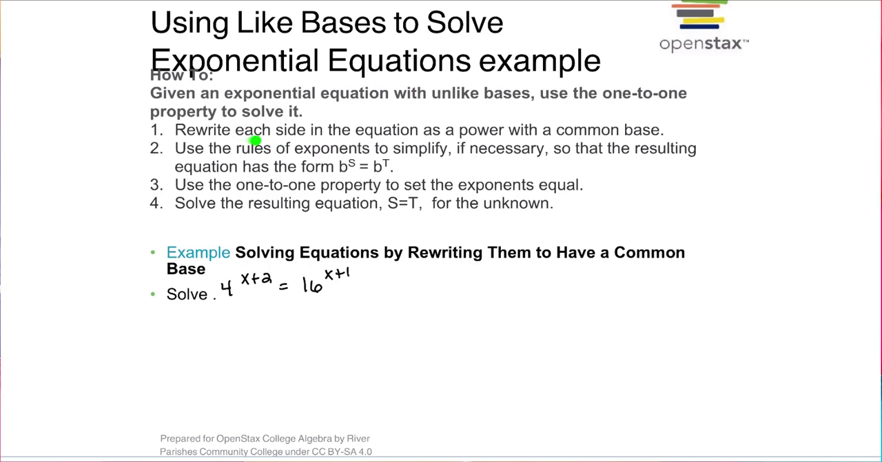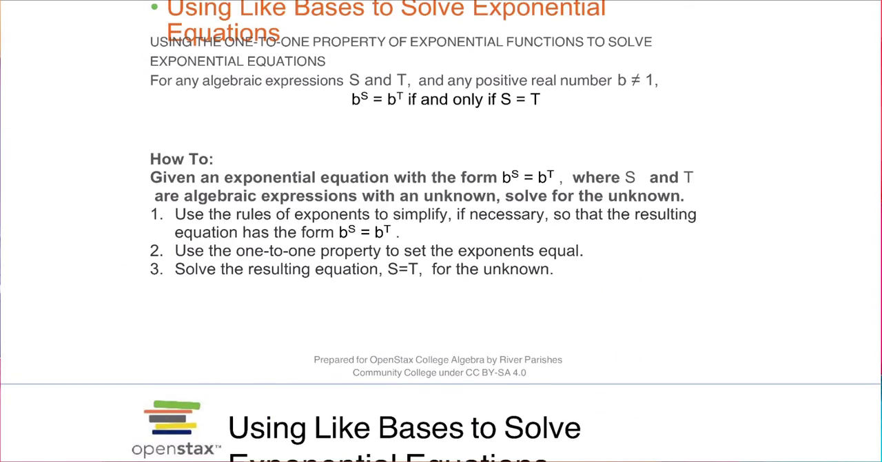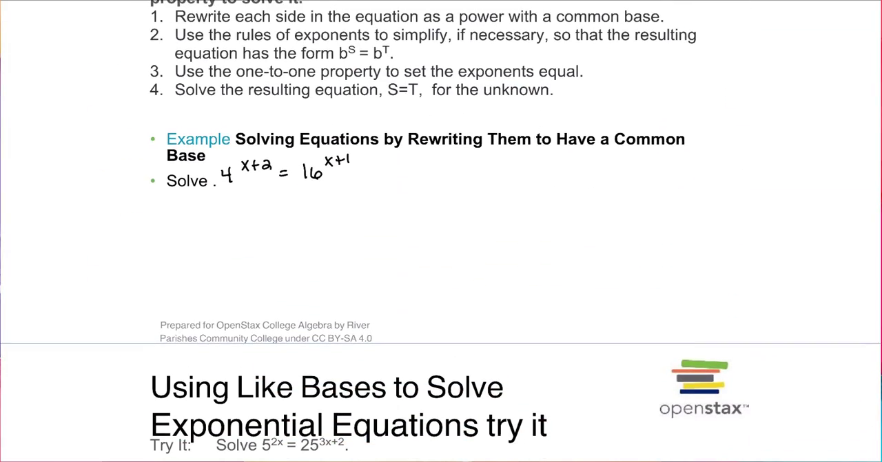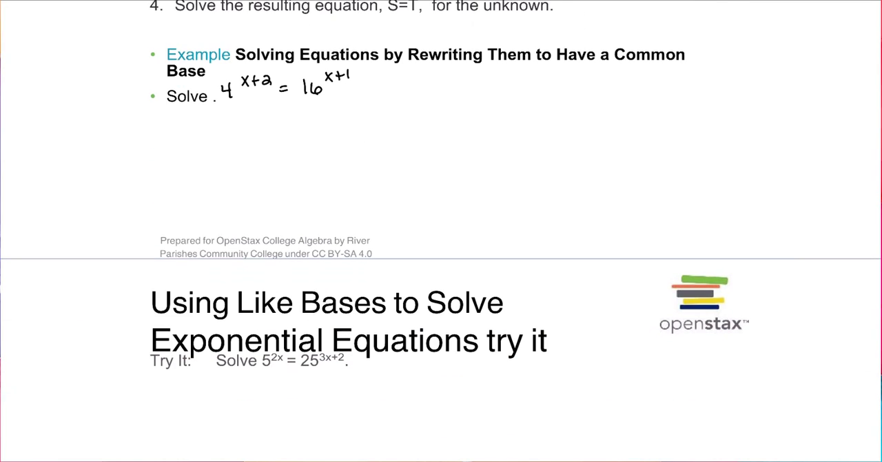First you're going to rewrite each side of the equation as a power with a common base, and then steps 2, 3, and 4 are the same as steps 1, 2, and 3 here. The only difference between this new example and the ones we did earlier is that the ones we did earlier have like bases. Now we have unlike bases. But 4 and 16 are both powers of 4. They're also powers of 2. So I could rewrite them both as a common power of 4, or I could rewrite them both with a common power of 2. So let's start with 4.